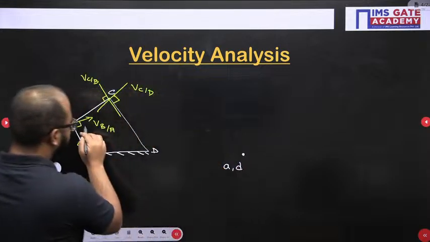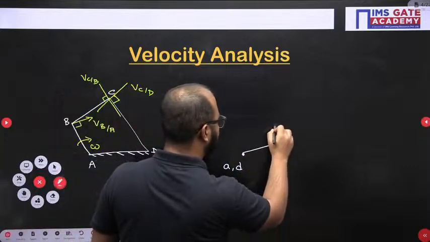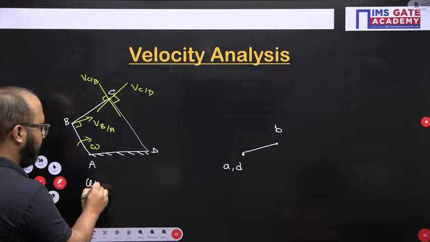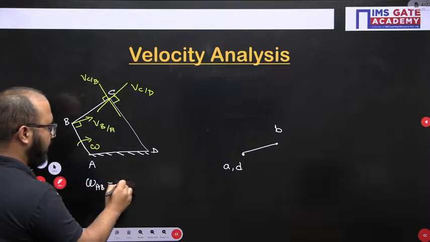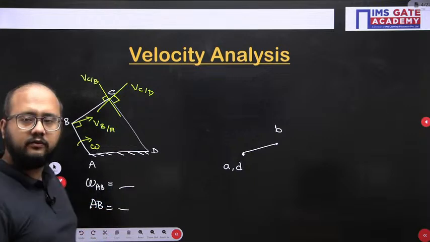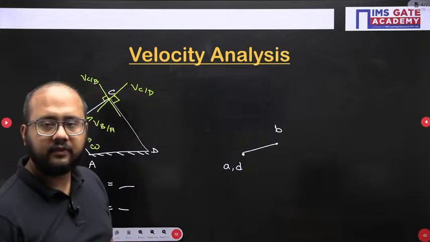Now, B with respect to A velocity. Directly I will draw it, and this is the point B I got. Because they will provide the angular velocity of AB, and they will also give the AB dimension, so the velocity of B with respect to A can be directly calculated.